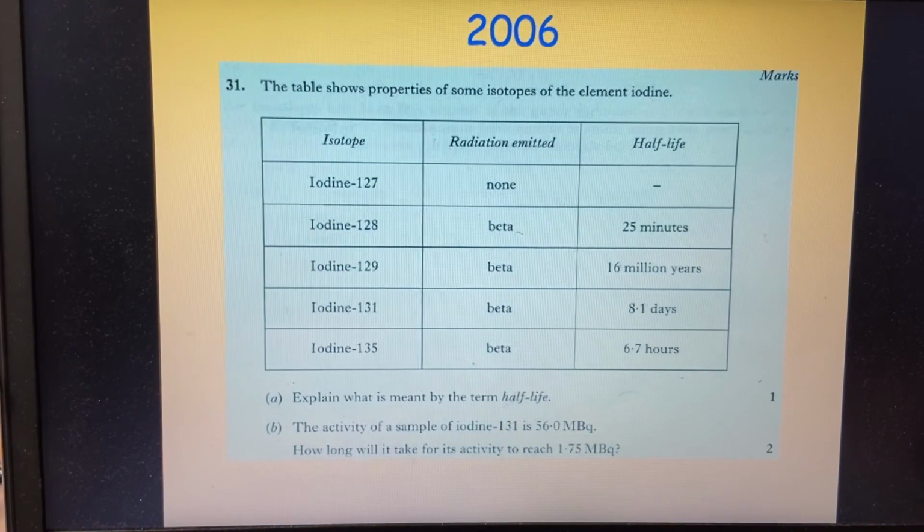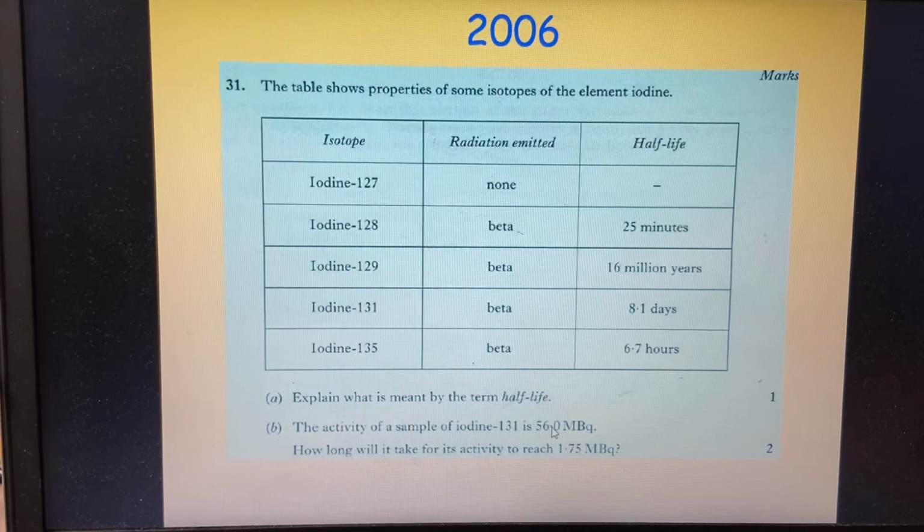So when you look at these ones, explain what is meant by the term half-life. All that's saying is, that definition I gave you on the very first page, what would it be? Okay, write that out again. It then says the activity of the sample 131 is 56 megabecquerels. How long will it take for the activity to drop to 175?